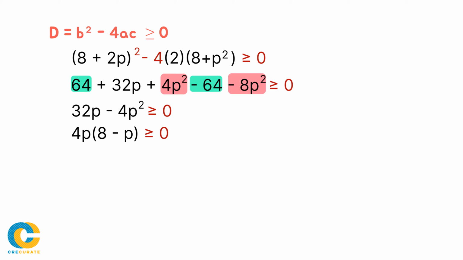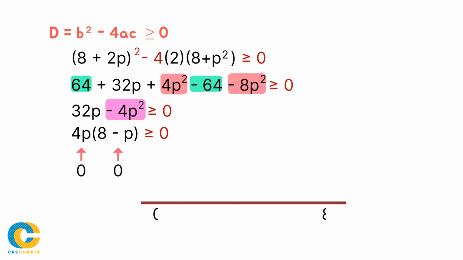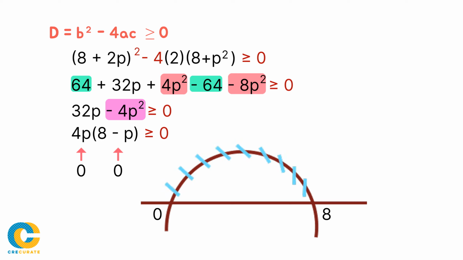We can factorize this expression by taking out the common factor 4p. Since the coefficient of p squared is -4, the quadratic curve is a negative curve. We do a sketch to visualize the curve, and find the x-intercepts by letting 4p times 8 minus p be equal to 0. Since we want the discriminant to be greater than or equal to 0, we shade or highlight the portion of the curve that is greater than or equal to 0.